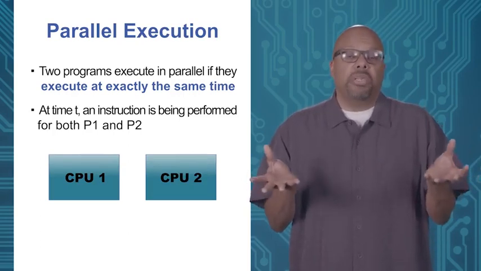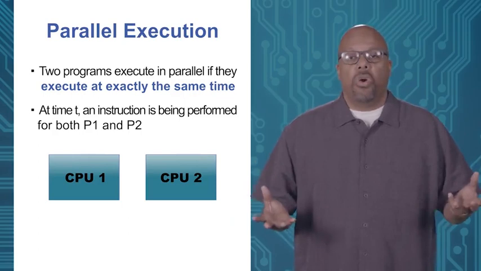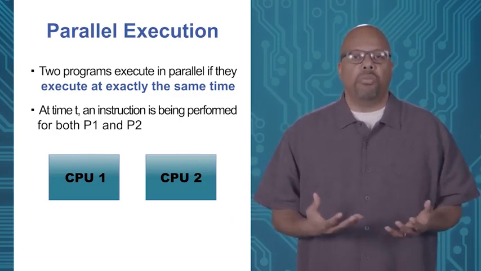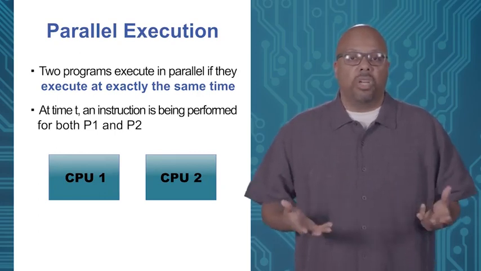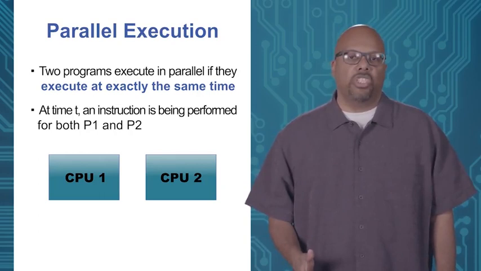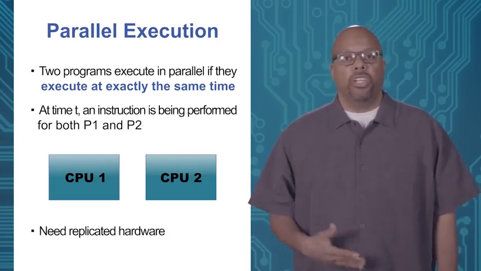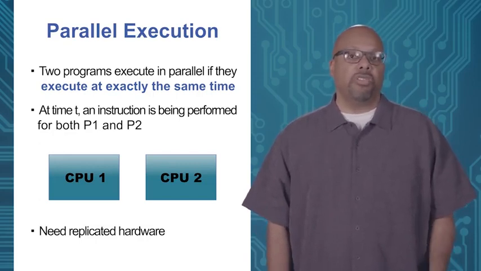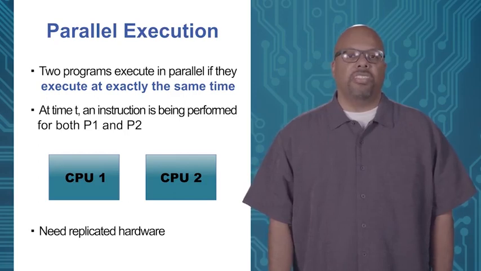So for instance, if you had two completely separate computers, they can clearly run two different programs at the same time. Or they can be the same computer, but maybe it's a multi-core processor. It's got 4 cores. Then you could run 4 different instructions at the same time, one on each core. But understand that in order to get actual parallel execution, you need multiple versions of the hardware. You need replicated hardware. Now, this is not the same as concurrency, but we'll get to the difference in a second.